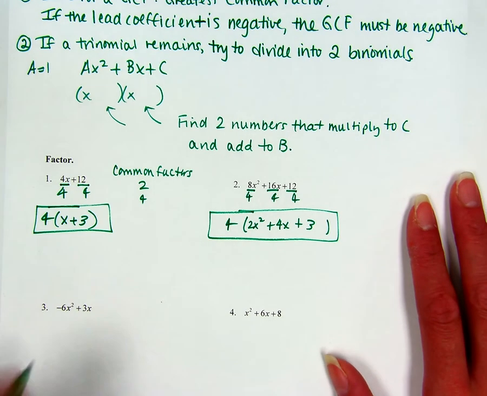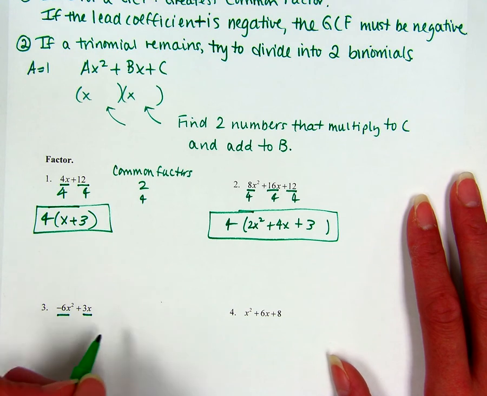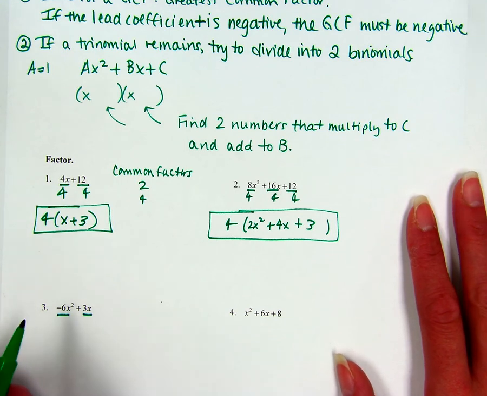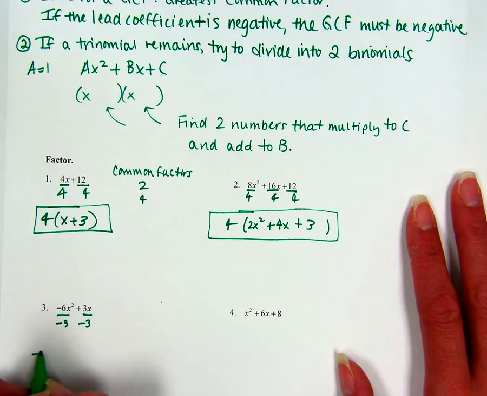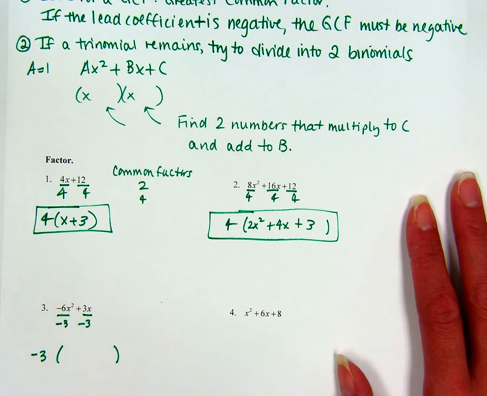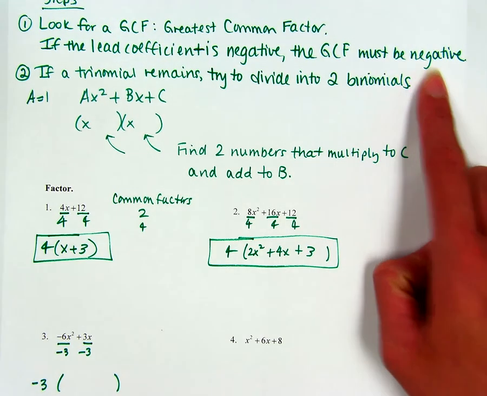Number 3, we're going to divide by a GCF. Now, I could divide by 3. You can always divide by 1, but that's not really going to help you change the problem. However, if I just divide by 3, I'm going to be left with a negative in front, so I don't want to do that. I want to divide by negative 3. So that way my GCF is negative 3. It says up here, if the lead coefficient is negative, then the GCF must also be negative.